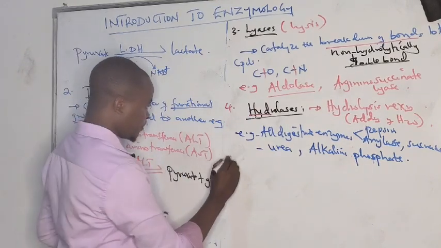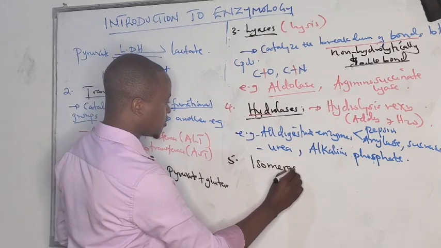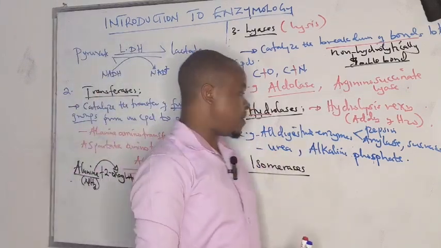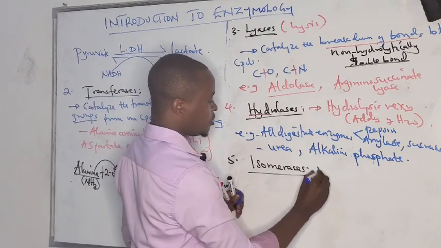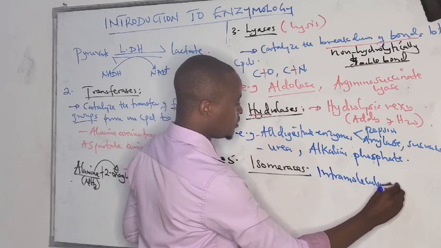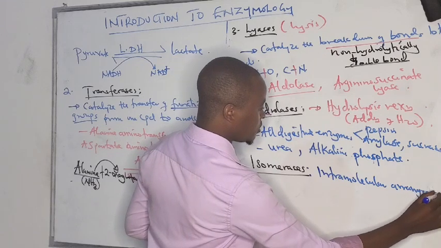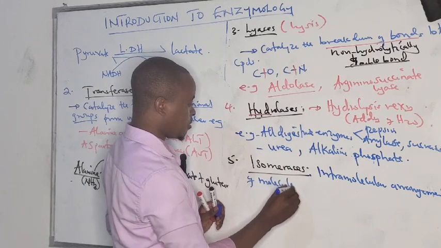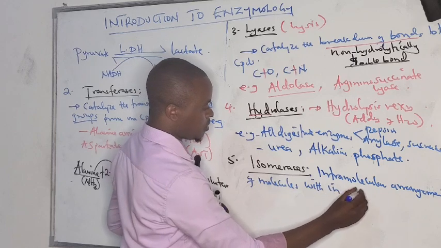Then in class number 5, we have isomerases. And these isomerases catalyze intramolecular arrangement. They work on what we call intramolecular arrangement of molecules within a compound.